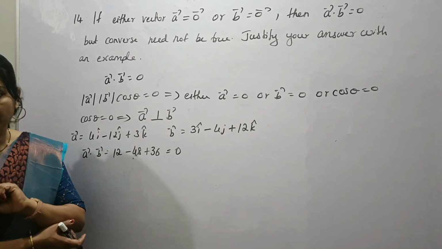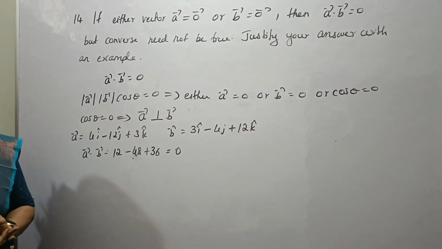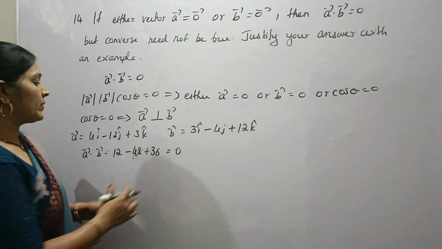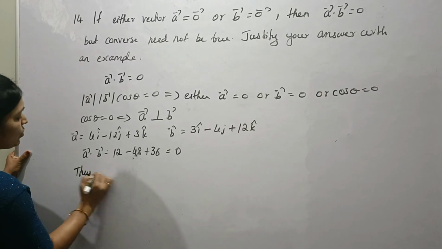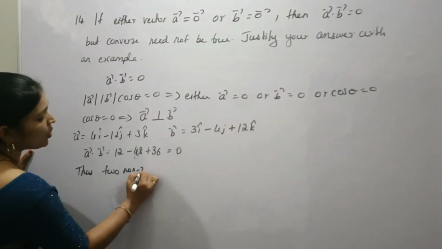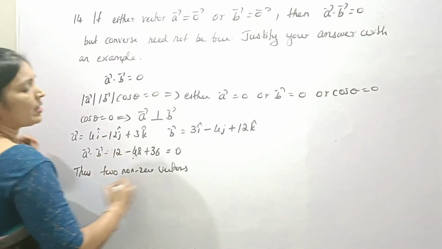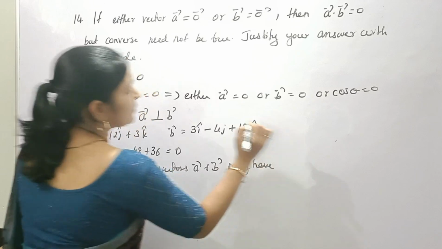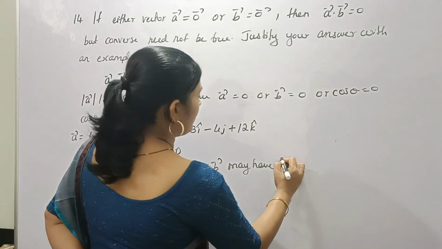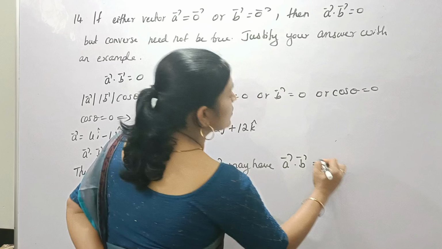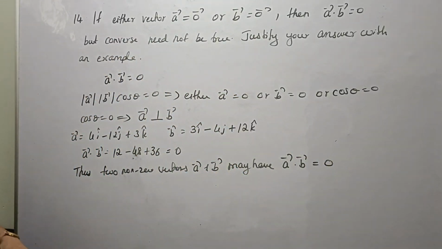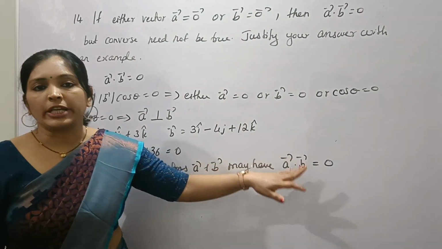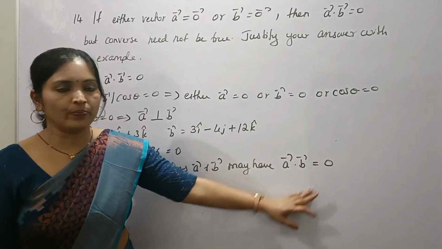Vector A and vector B are perpendicular, and their dot product is 0 when cos theta is equal to 0. So here we can say that for two non-zero vectors, vector A and vector B are perpendicular if vector A dot vector B is equal to 0.